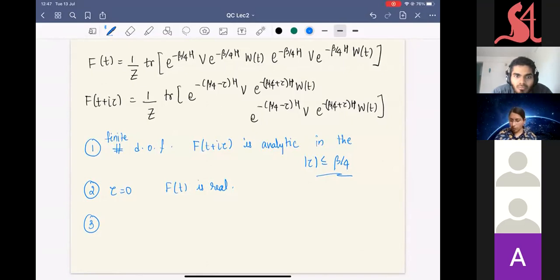Basically, the third property is something that I'm not going to prove here, but it is more involved. So I will just refer you to the paper for this particular property. Any questions so far?